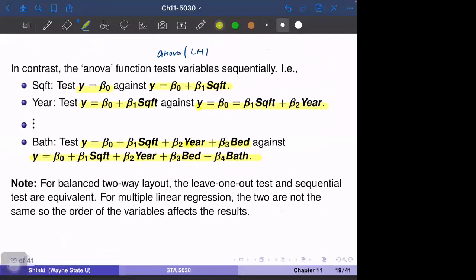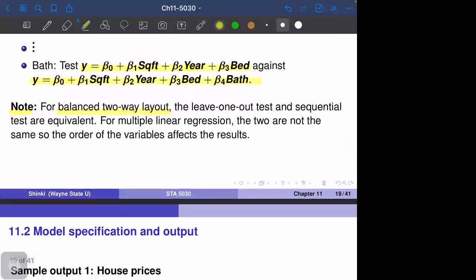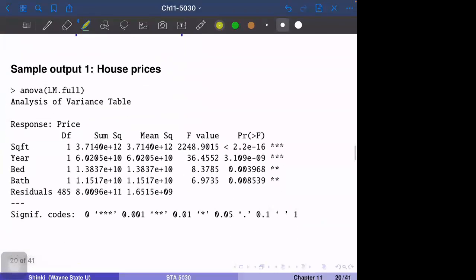Yeah, as we discussed in chapter 7 in ANOVA, the balanced two-way layout, a specific case, the leave-one-out result and the sequential results are equivalent. So that means the two predictors are just not related to each other, so it doesn't affect each other. So here is the ANOVA result.